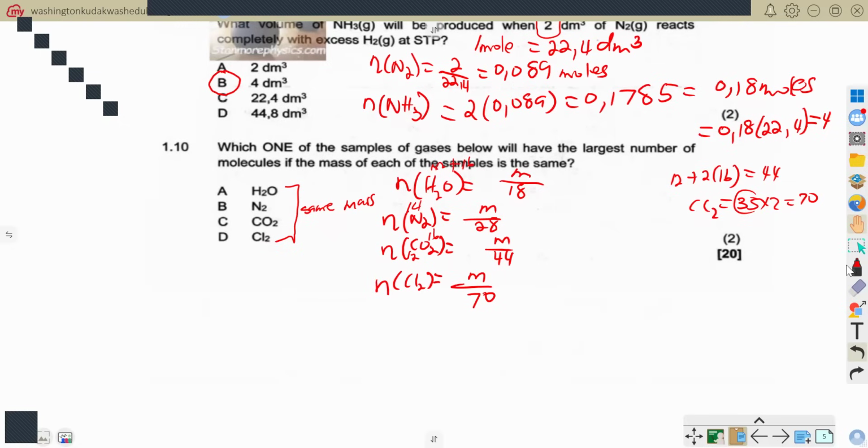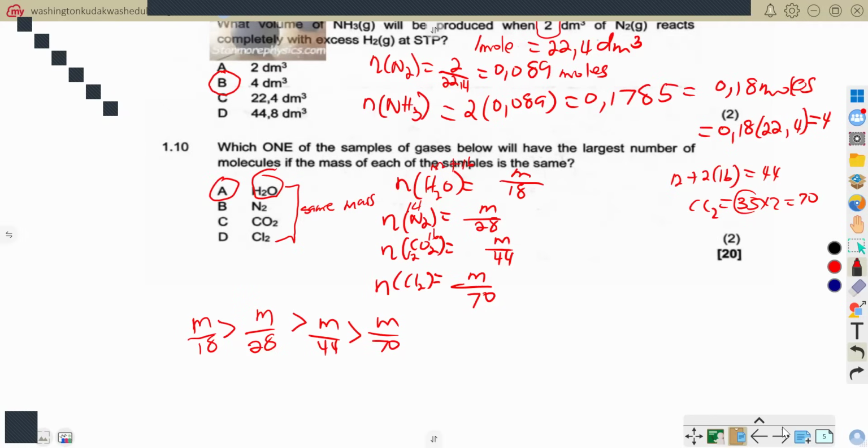So I have to group them from their largest. So I would say m over 18 is greater than m over 28. Why am I saying so? If you divide by a smaller number, the number that you get will be greater than when you divide by a larger number. So this would also be greater than m divided by 44, which will also be greater than m divided by 70. So you would see that water has the largest number of molecules. So our answer there was A.